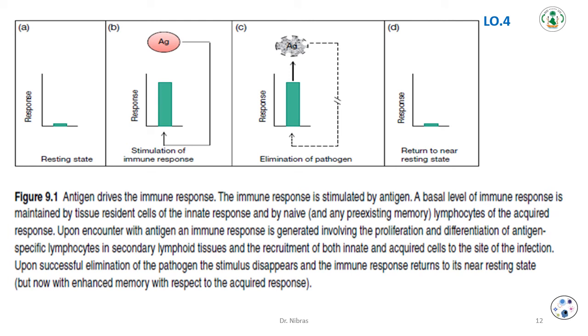Upon successful elimination of the pathogen, the stimulus disappears and the immune response returns to its near resting state as the first time, but now with enhanced memory. That means the immune system acquired memory for this antigen. If it encounters this antigen in the future, it will respond faster, in that case, with respect to the acquired response.